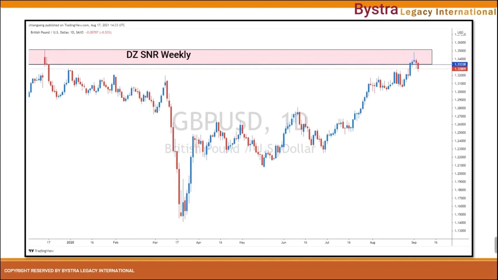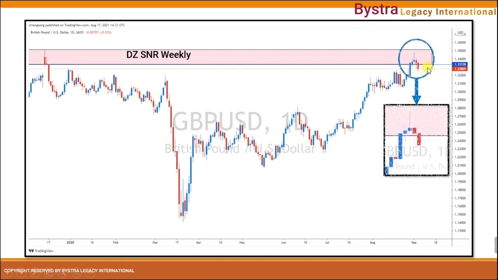Now we go to the daily time frame. As we can see, the price has come into the zone and made a reversal signal. Can you guys see what is the reversal signal that the price has made? This area, we zoom in even closer. What can you see here, guys?